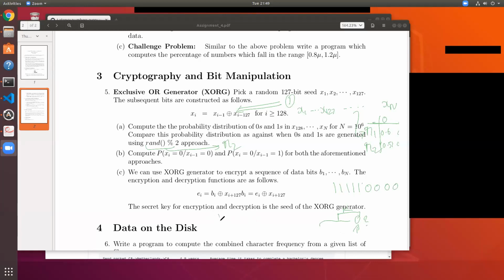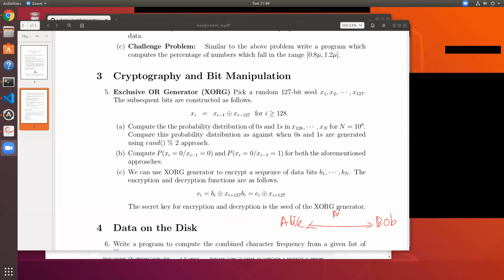Let's say you want to transmit a message, 10001110. This is the message that you want to transmit. Historically, the story here is, there is Alice and there is Bob. They want to transmit n bits, and in order to transmit n bits, what do you do?